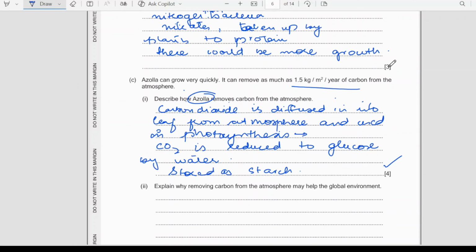Okay, what is photosynthesis? In photosynthesis, carbon dioxide is reduced. Reduction means the addition of hydrogen. So you can also say carbon dioxide reacts with water to make glucose, or you can also say carbon dioxide is reduced to glucose when it reacts with water. And then this glucose is stored as starch. We can also write the equation. How do you write the equation?